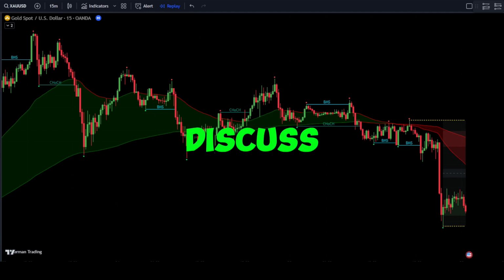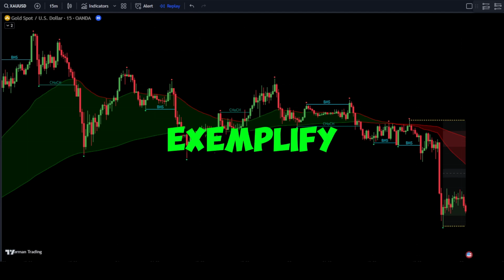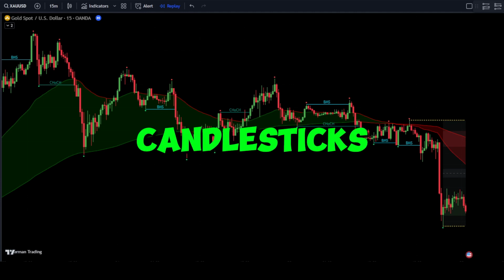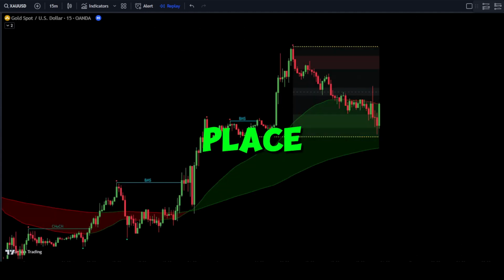Now, let's discuss using the smart money concept trading strategy with the first method. In this first method, we will use the smart money concept indicator with a price action trading strategy to place orders. The price action candlestick methods we will exemplify include using bullish engulfing candlesticks and bearish engulfing candlesticks. How to place buy orders.